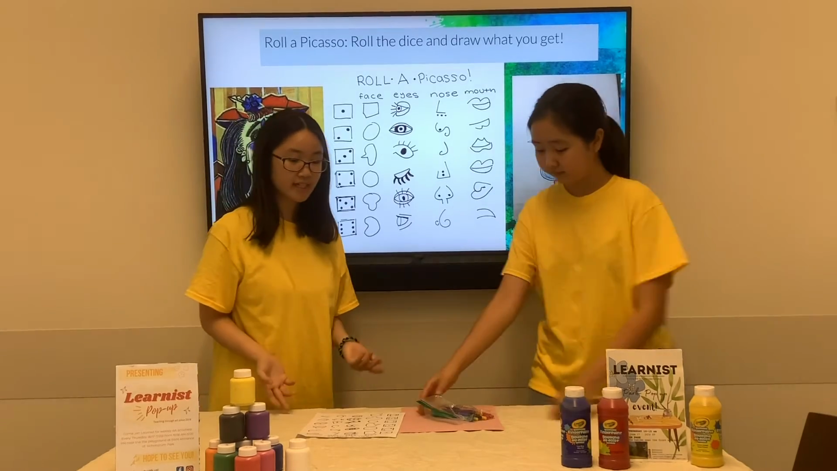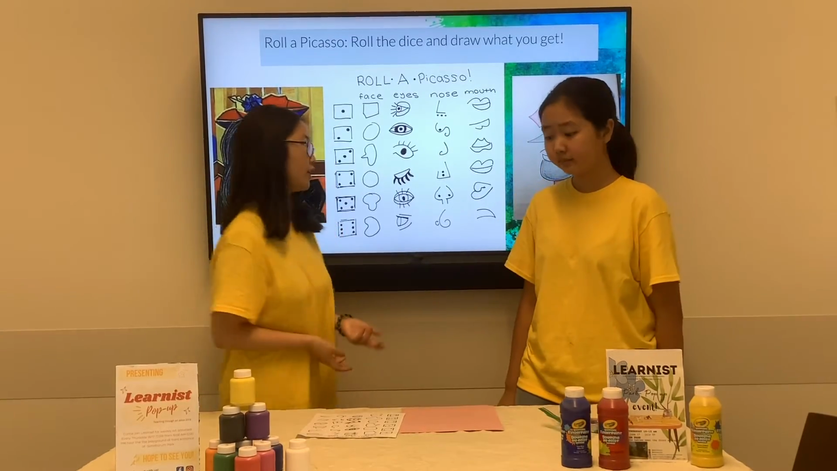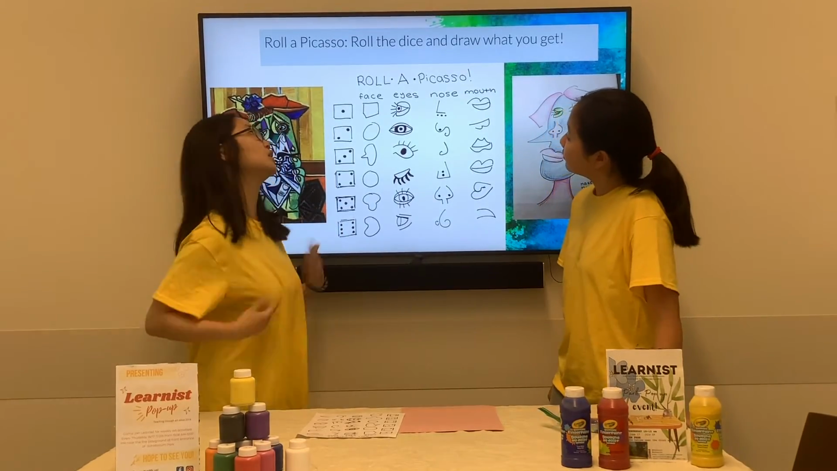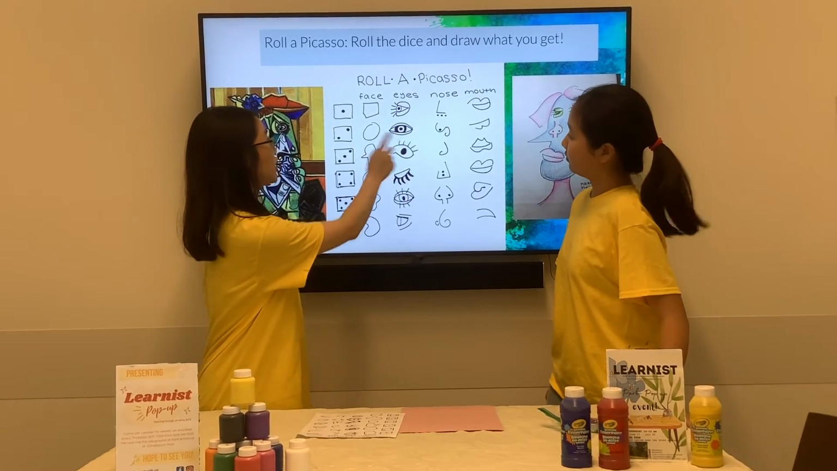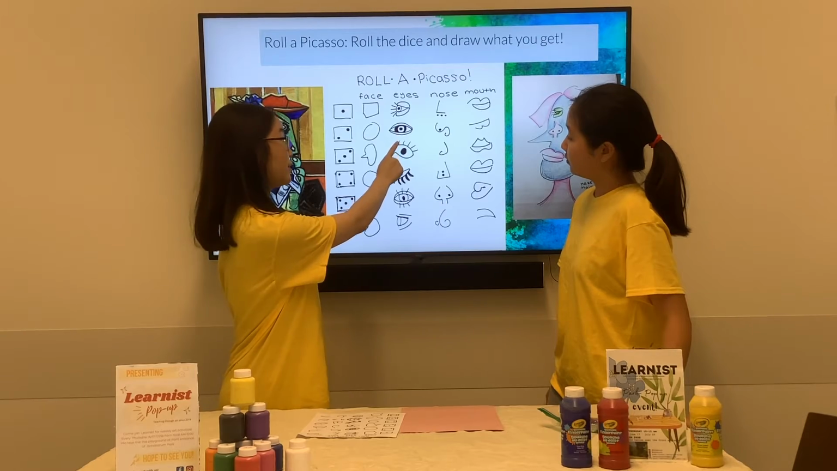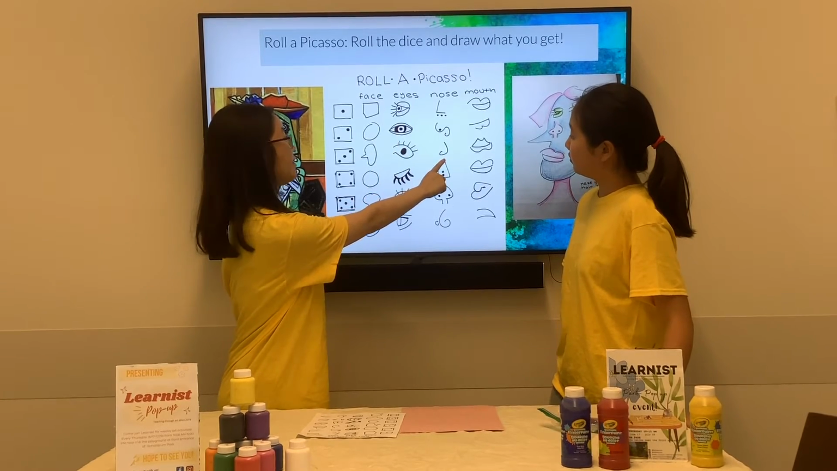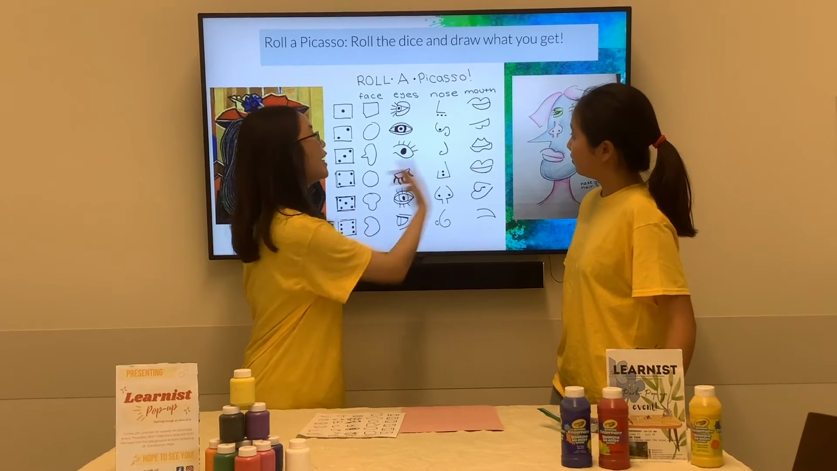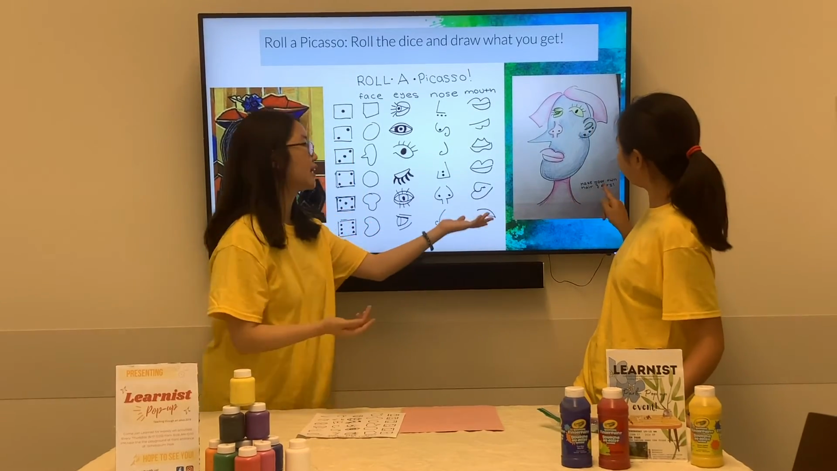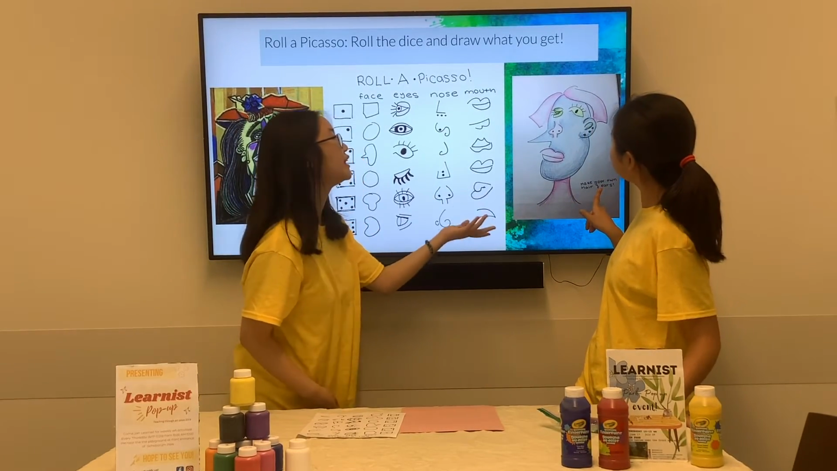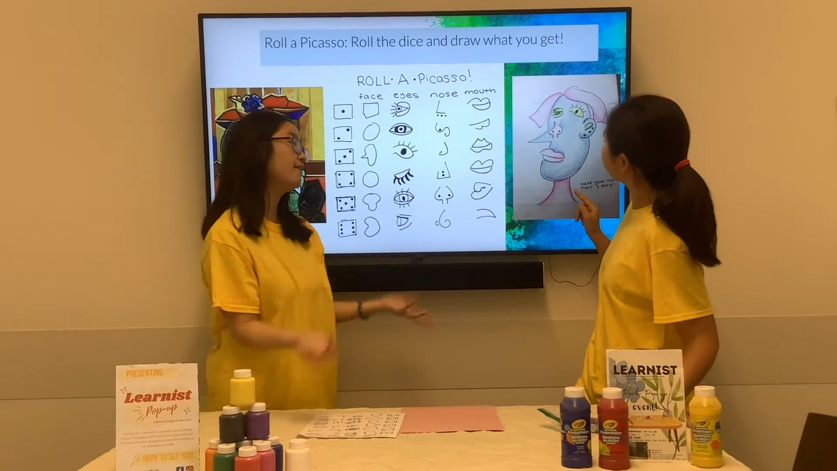So first you're gonna get a dice, and then you're gonna roll it. And when you roll it, let's say the first thing I roll is a 1. I'm gonna draw this face. The next thing I roll is a 2, so I'm gonna draw these eyes. The next thing I roll is a 3, then it's gonna be this nose, and if it's a 4, then it's gonna be this mouth. And eventually you'll make your own Picasso piece, just like this. And you can make your own hair and ears and background and just color it however you want.